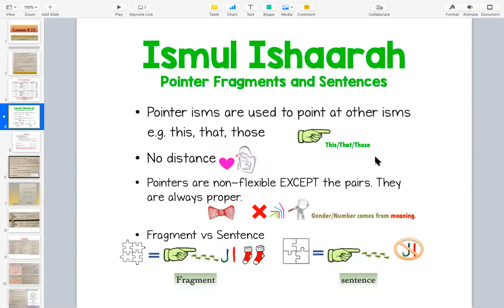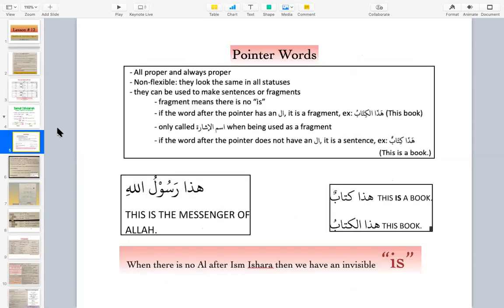If you like, in that way you can see again, we can repeat. Pointer ism are used to point at other ism: this, that, those. So these are our pointers. No long distance in between them. Pointers are non-flexible except the pairs. They are always proper. Fragment versus sentence: if after the pointer we have al right after it, then we are creating a fragment. If we have a pointer word but there is no al after it, then we create a sentence. That is all about our ismul ishara. So inshallah, as we go, these things are going to be more clear.